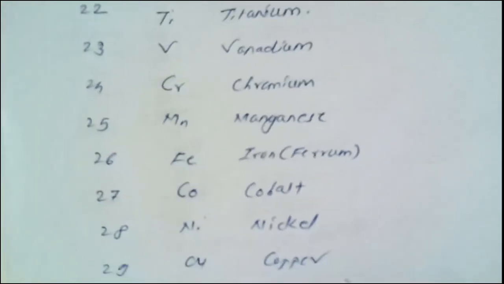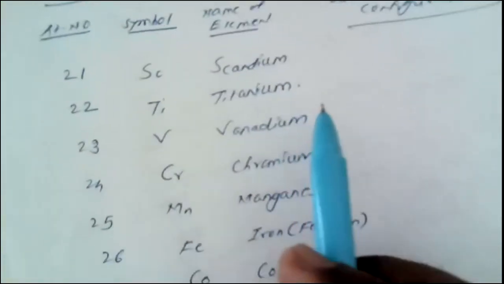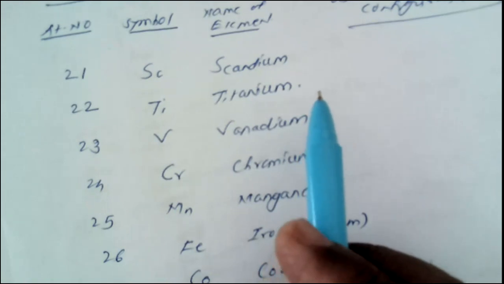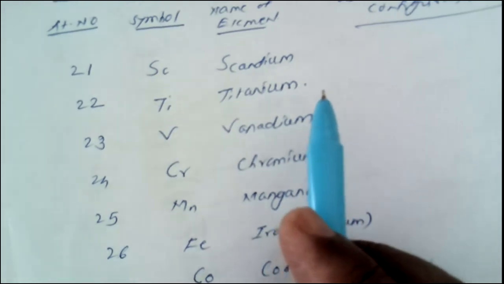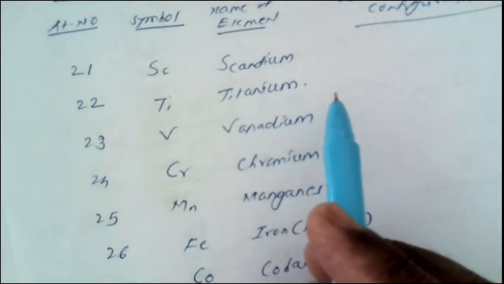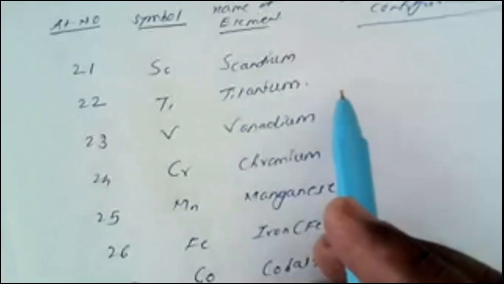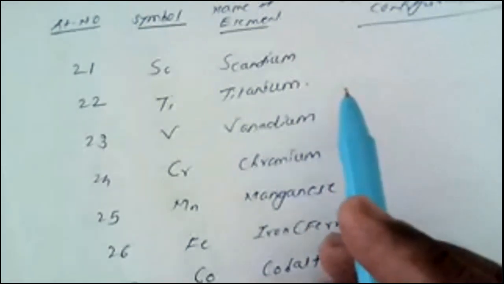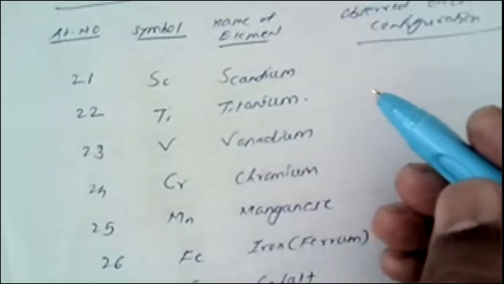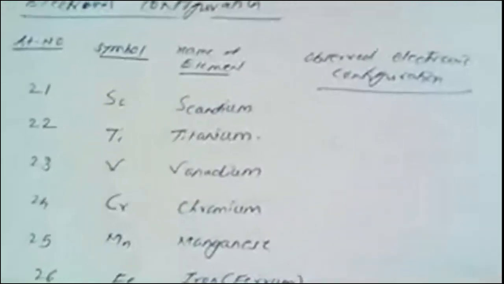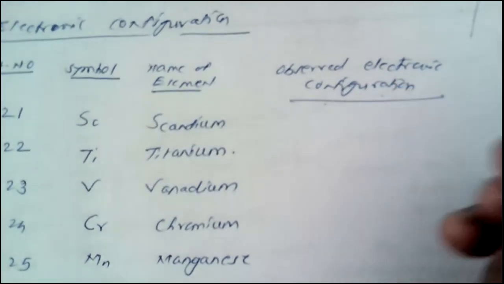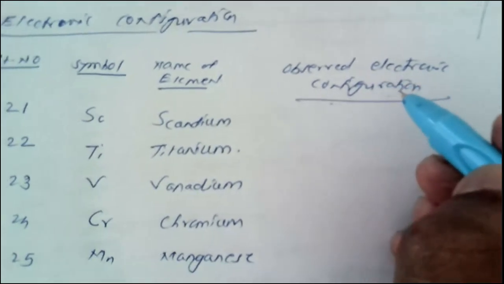The series of elements in which there are incomplete or partially filled d orbitals are known as 3d block elements, or the elements belonging to the 3d series, because the incoming electron gets added into the 3d subshell. So now we have to arrive at the observed electronic configuration of all these elements.